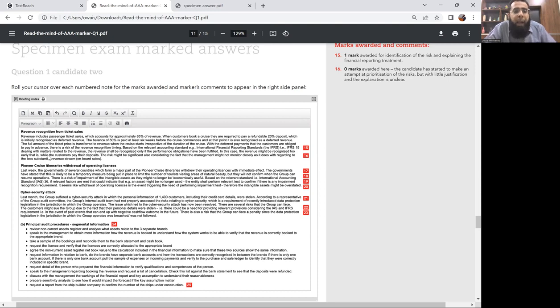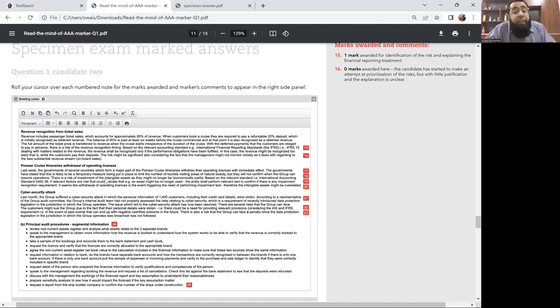Okay. Pioneer cruises, itineraries, withdrawals of operating license. Last week, the governments of several countries which form a major part of Pioneer cruises' itineraries withdrew their operating licenses with immediate effect. Again, he keeps on repeating the question. The governments have stated that this is likely to be a temporary measure being put in place to limit the number of tourists in areas of national beauty, but they will not confirm when the group can resume operations. Again, he wasted 2.5 hours.